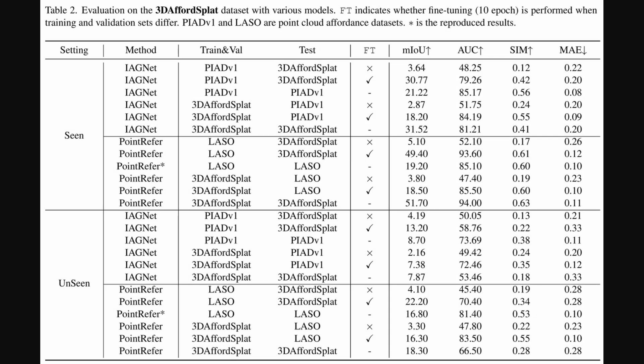So, with that cross-modal structure alignment aiming to boost learning, Table 2 now lays out the actual performance comparisons. It essentially shows how AffordSplatNet stacks up against other models, like IAGNet and PointRefer. And these comparisons are made not only on their new 3DAffordSplat dataset, but also, it seems, on other existing point cloud affordance datasets, giving a broader view of its capabilities.